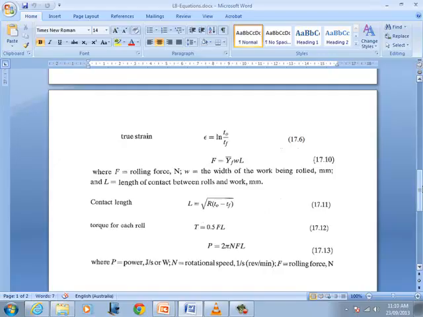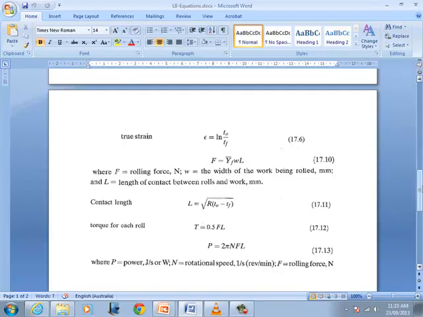And we've got an equation for the force of rolling being defined by this equation, and we are familiar with Yf bar. W represents the width of the material, and L is the contact length. That's what we have in this slide. And L can be computed by making use of this equation. We are familiar with all the parameters.